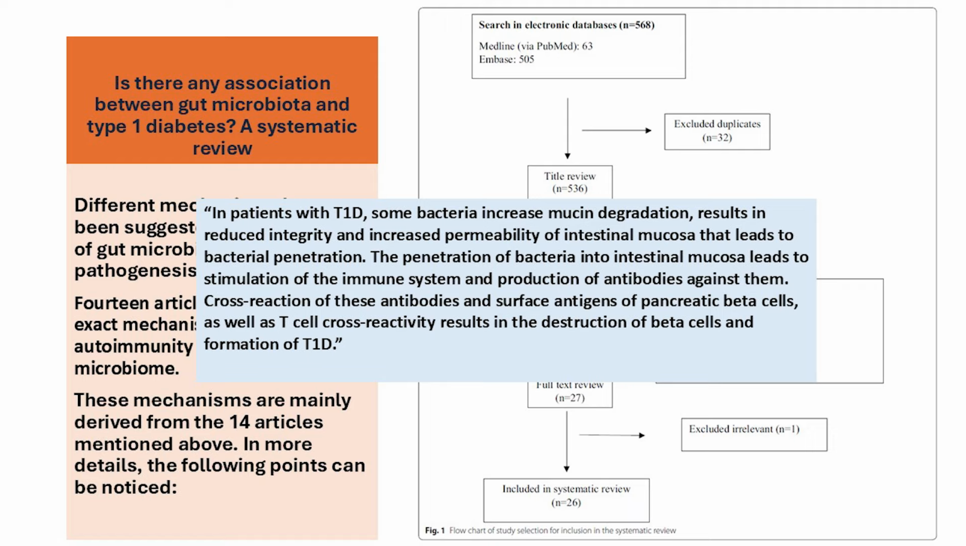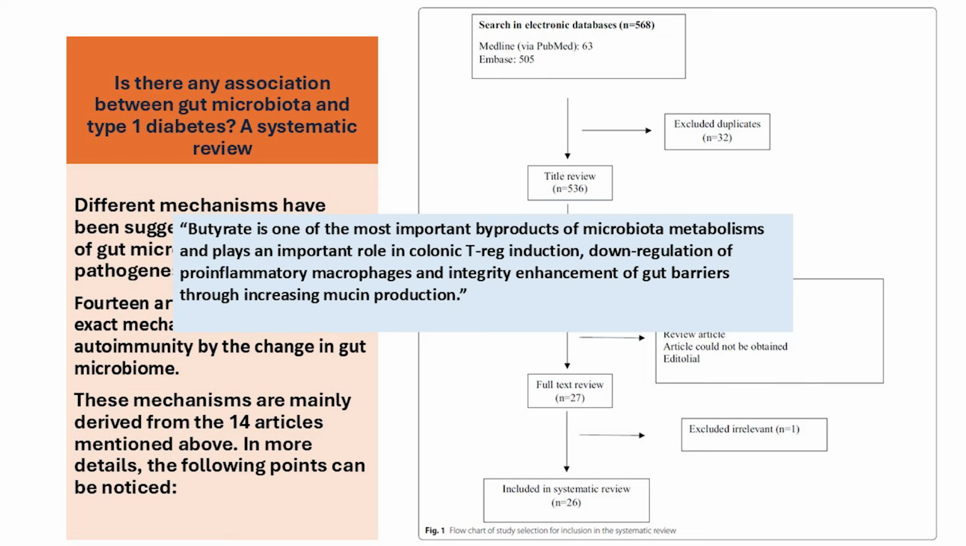The penetration of bacteria into the intestinal mucosa leads to the stimulation of the immune system and production of antibodies against them. Cross-reaction of these antibodies and surface antigens of pancreatic beta cells, as well as T cell cross-reactivity, results in the destruction of beta cells and the formation of type 1 diabetes.